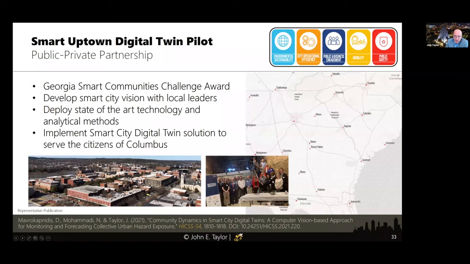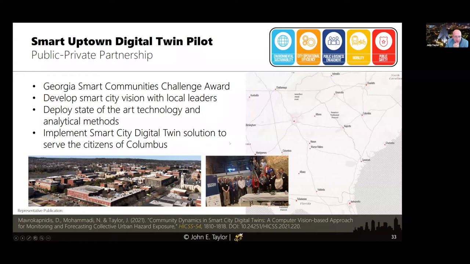This is the group of individuals that came together for those initial sessions to lay out what the possibilities are and what the local leaders want. So we're working with the mayor, the city manager, the director of IT, and all of the IT staff, the Uptown Business Leaders Association, to think through what would be beneficial, with the goal being to deploy something, they thought sensor-based, and some analytical methods that would improve the city, and then implement that solution to serve the citizens of the city of Columbus.